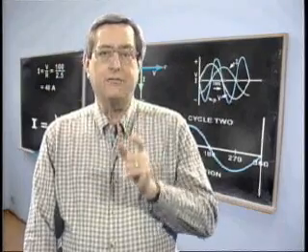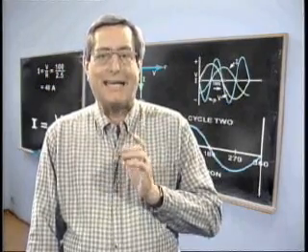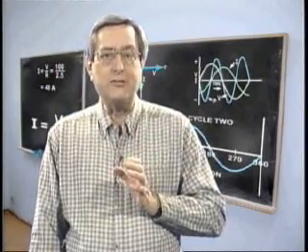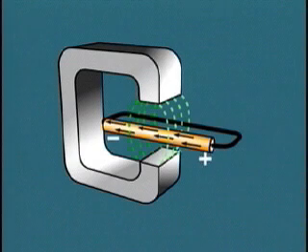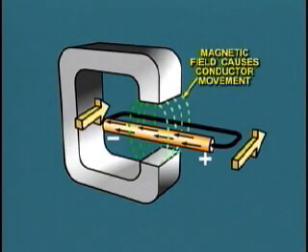But a slight variation on this can provide mechanical movement, so providing the basis of an electric motor. In this case, current is passed through the conductor, and the consequent reaction of the magnetic field causes mechanical movement of the conductor.